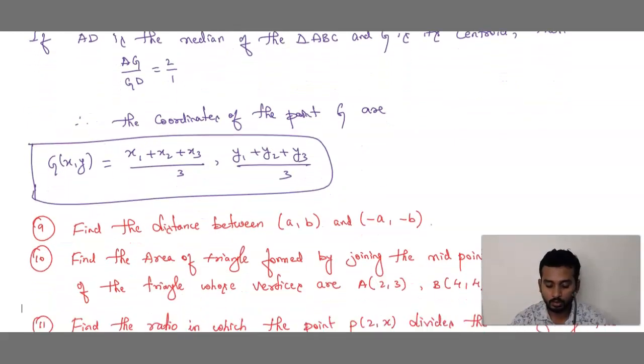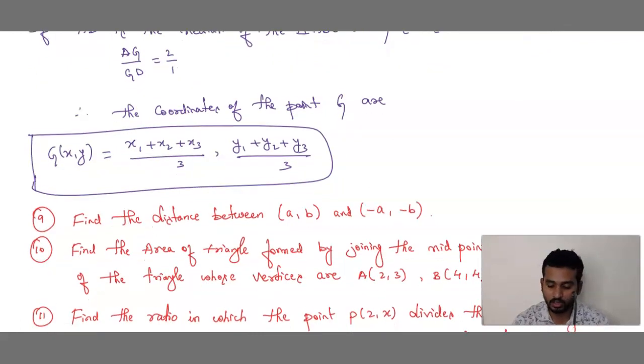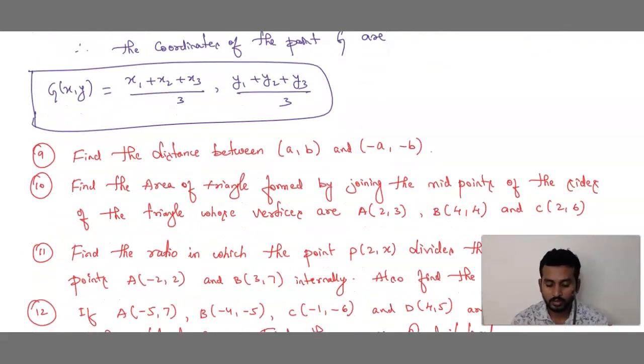Next, one more question. Find the distance between (a, b) and (−a, −b). You have to use the distance formula. Next, find the area of the triangle formed by joining the midpoints of the sides of the triangle whose vertices are A(2, 3), B(4, 4) and C(2, 6). He has given the outside triangle and is asking us to find the area of the inside triangle. Is this clear?